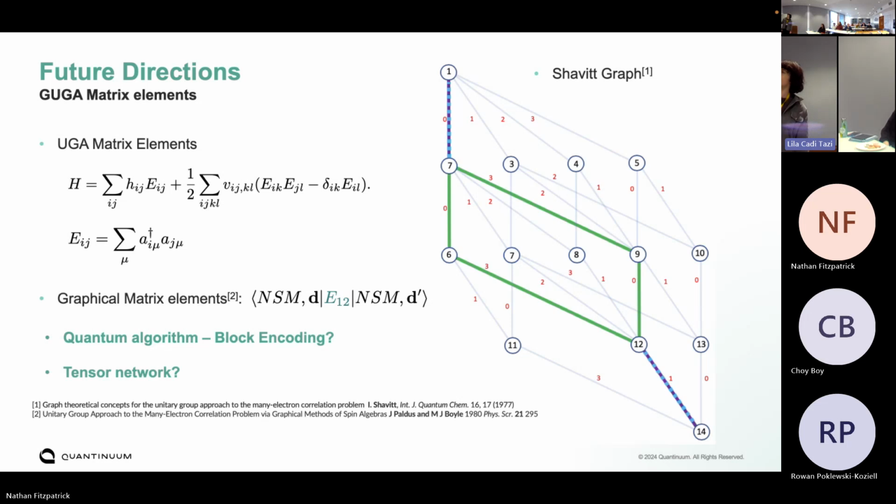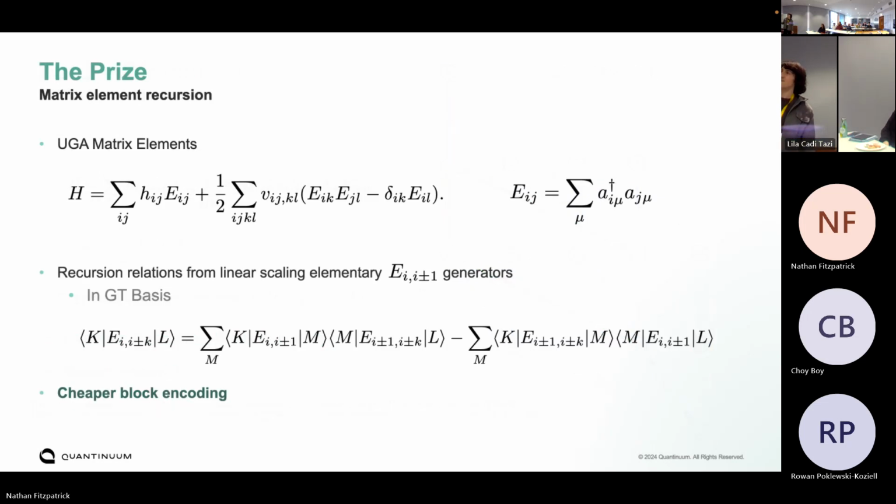So forget the numbers on these nodes, they're just wrong. I didn't have time to fix it, but basically, once we're in this basis, I want to be able to calculate the matrix elements directly as walks on the graphs that we calculated before. And I guess the prize for this is that when you have these matrix elements acting on this Gelfand-Tsetlin basis, you can calculate the full set of operators from these elementary generators, which scale linearly.